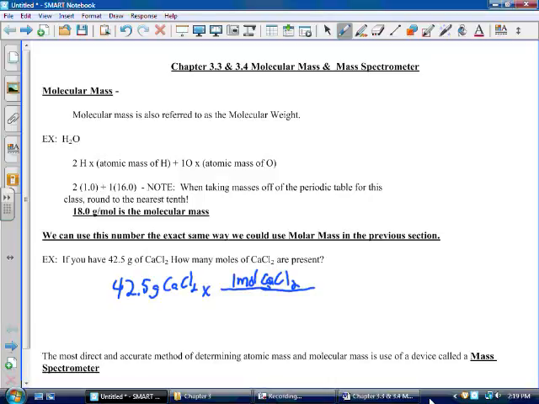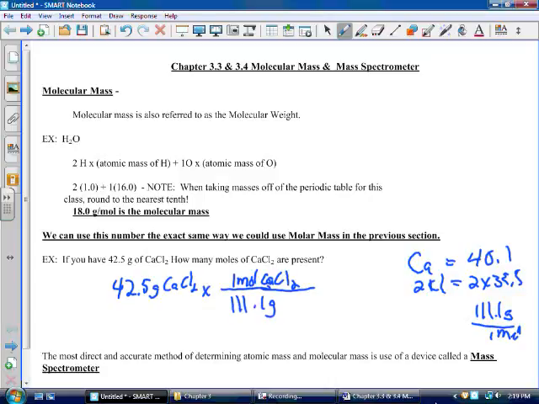I have to figure it out. From the periodic table, I see that I have 1 calcium in this formula and 2 chlorines. Calcium has a mass of 40.1. Chlorine has a mass of 35.5. So I take 2 times 35.5. When I add that all up, I get 71 plus 40.1, and it gives me a mass of 111.1 grams per mole. So we calculated the molecular mass. Now that I know it, I can say 111.1 grams per 1 mole.